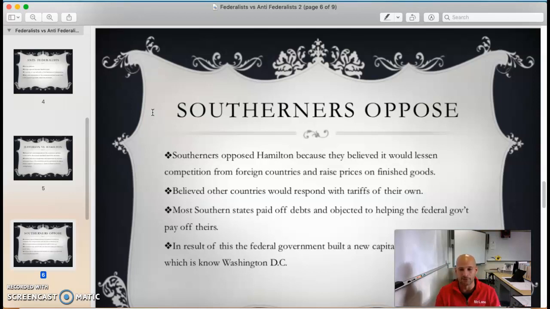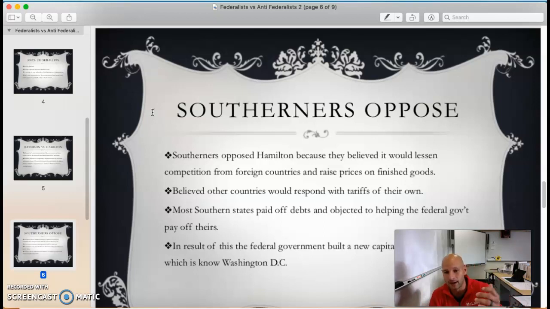In fact, if we put tariffs on their stuff that we're sending overseas, the southern states are saying, well, it's going to hinder our trade with these foreign nations. And that really ticked them off when it came to these things. So most southern states already paid off their debt, and they objected to helping the federal government pay off theirs.